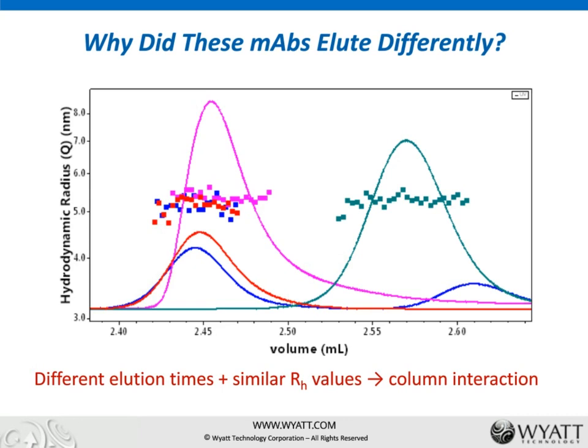Their different elution volume must be due to column interaction. Actually, this happens quite often with UHP-SEC, the column interaction, probably because of the limited surface chemistry of the stationary phase available on the market currently. And this emphasizes the importance of having Microdon and dynamic light scattering for correct molecular weight and size measurement.